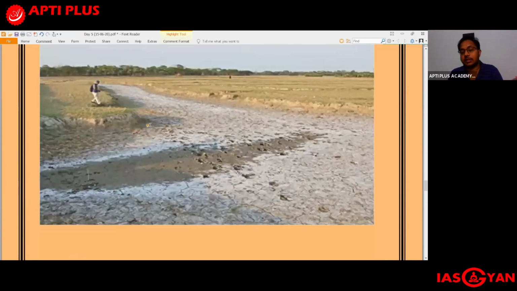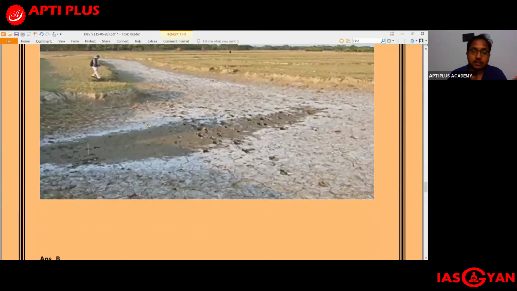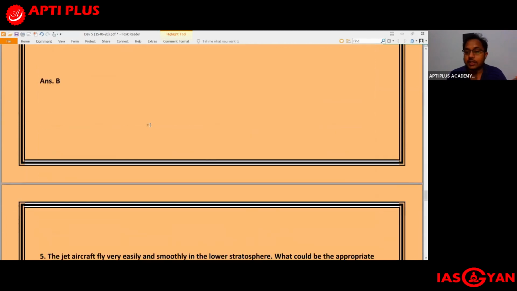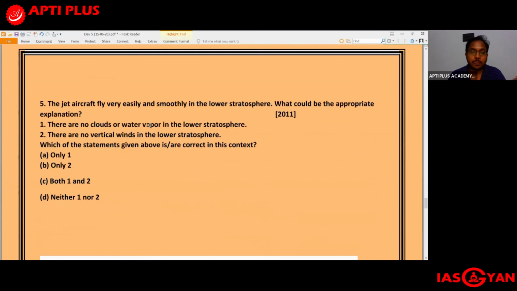See over here, something like this. If you have the formation of hard pan, or a salt crust formed on the surface, then it becomes almost impossible to cultivate these lands. This is called soil salinity, so it has to be removed again.